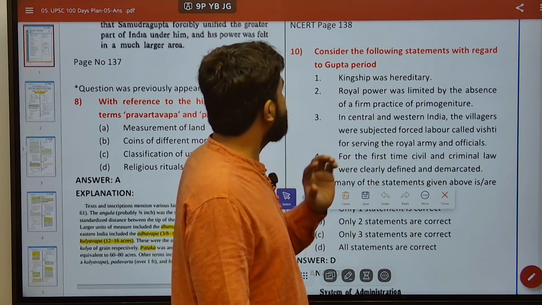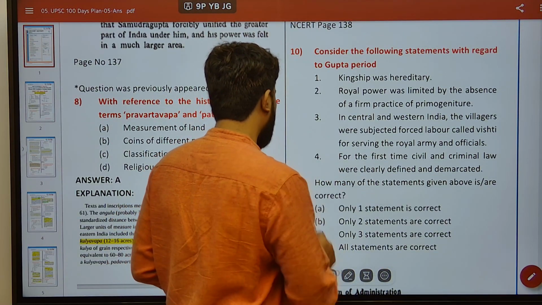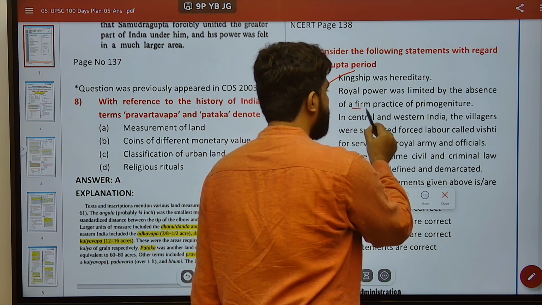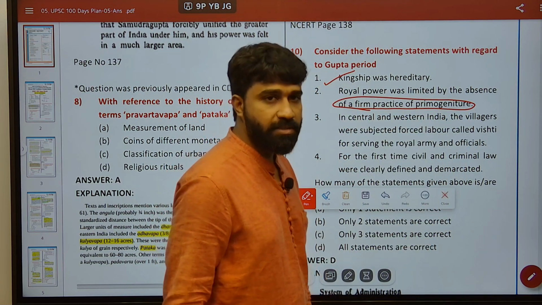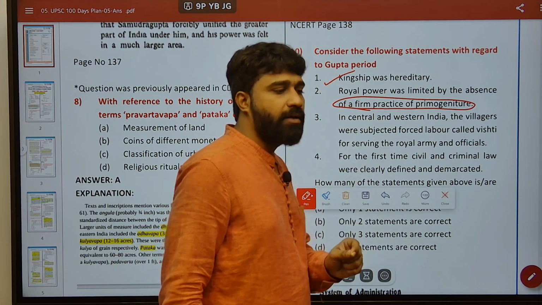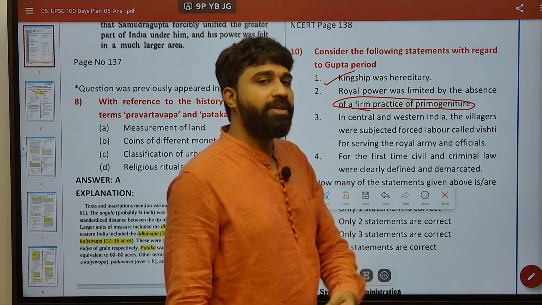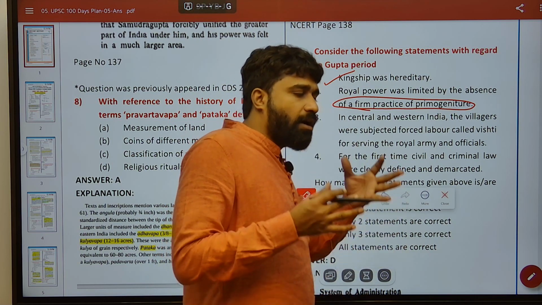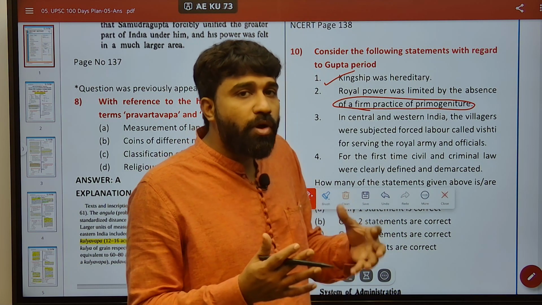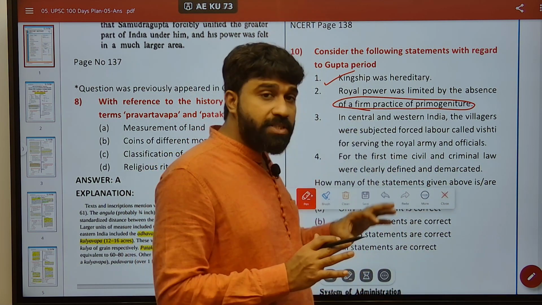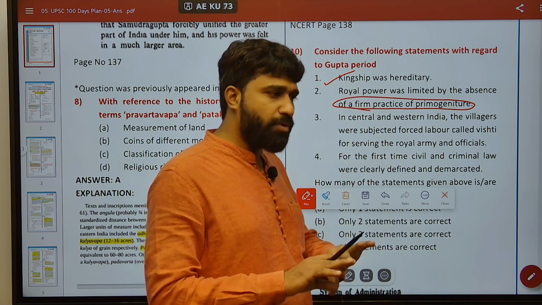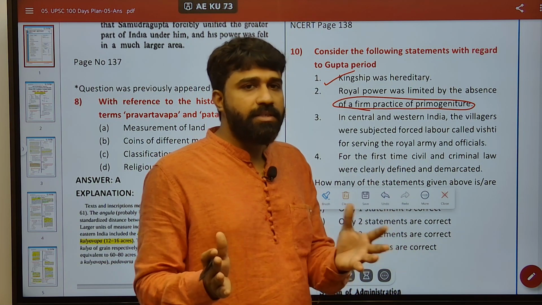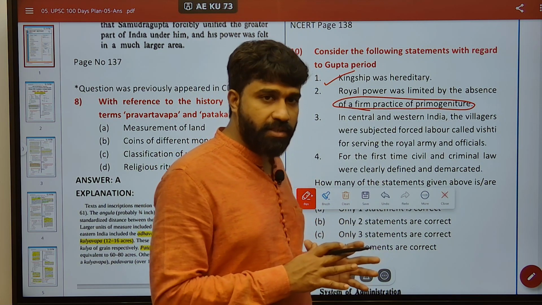Next, consider the following statements with regard to the Gupta period. Here, in the Gupta period kingship was hereditary, that is true. Royal power was limited by the absence of a firm practice of primogeniture, that is true. Primogeniture means the eldest son has the option to inherit the throne. If the heir coming to power was not chosen by the principle of primogeniture, that was a limitation in the royal family. Therefore successive wars took place, and war among successive heirs is also prominent during Gupta times. So please remember it.